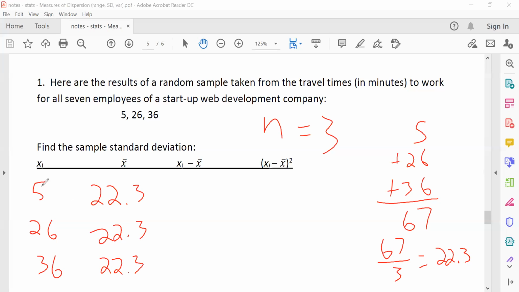Then what we do is, on each of these, we take the actual data value and subtract off the mean from it. Why? Well, it's because it's part of the calculation. We're then going to square that value. So 5 minus 22.3 is actually negative 17.3. Then we need to do negative 17.3 squared. I'll use a calculator for that. You can get 299.29.